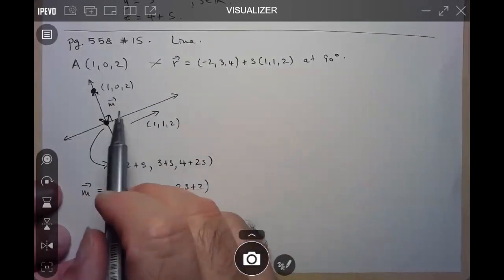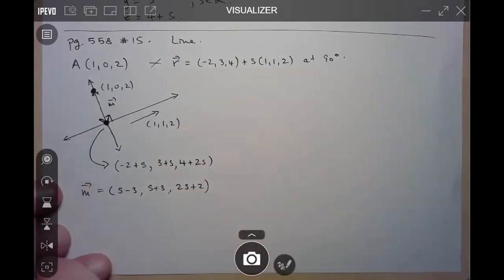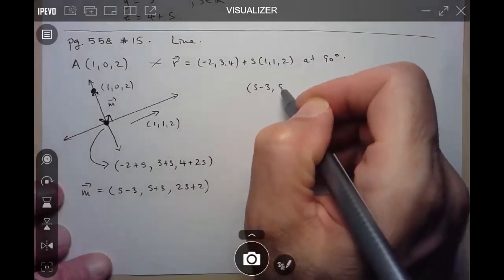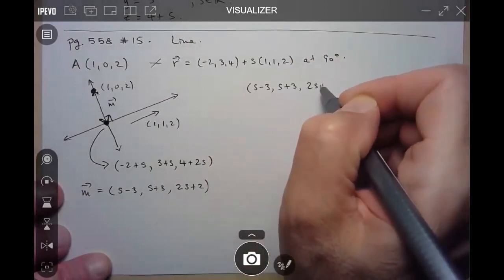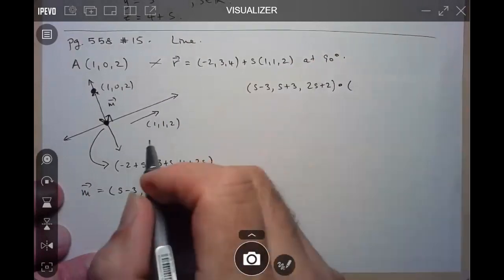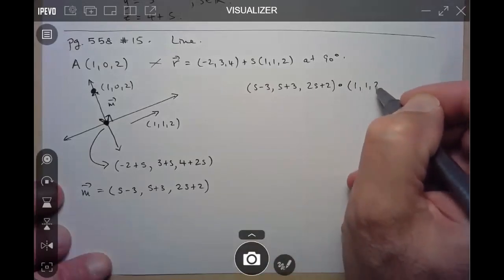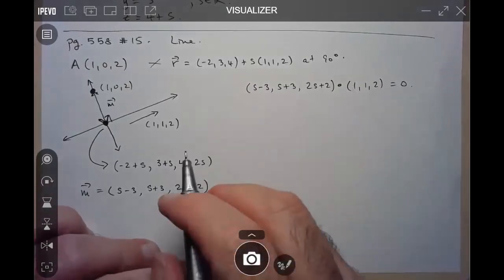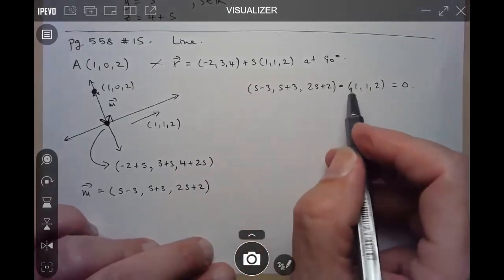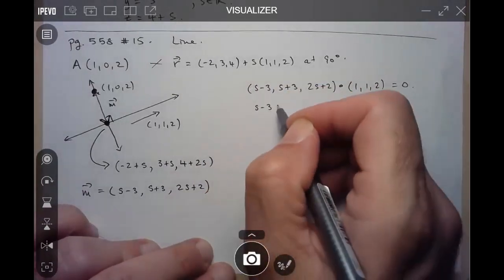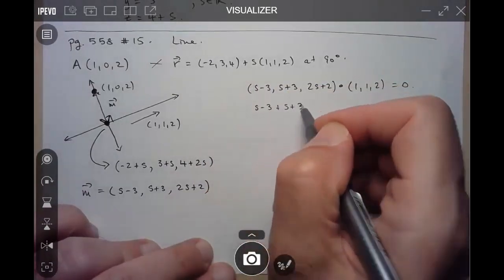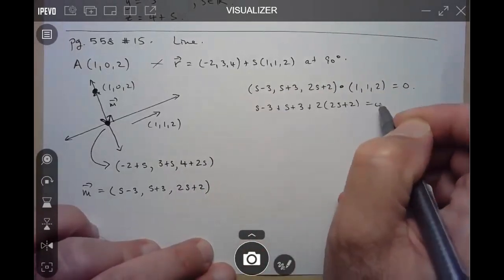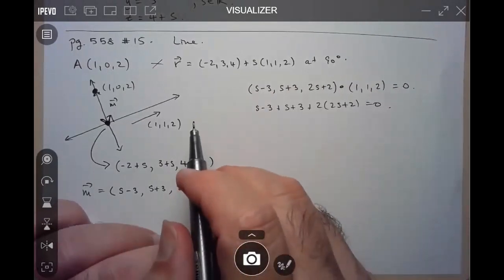But what do we know about this direction vector and that direction vector? They have to be perpendicular. Hence, (s minus 3, s plus 3, 2s plus 2) dotted with (1, 1, 2) has to be equal to 0. And I think we're going to end up with something that we can now solve, because now we can take the dot product: 1 times s minus 3, plus 1 times s plus 3, plus 2 times 2s plus 2. And look what we have, an equation that only has s's.